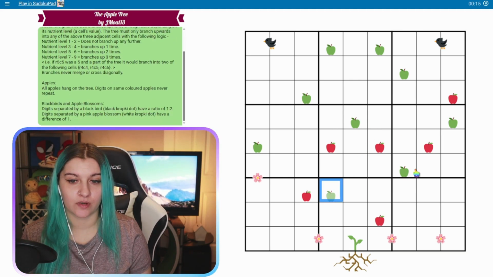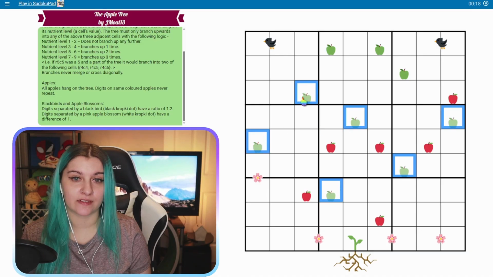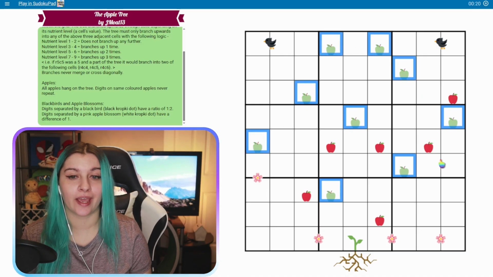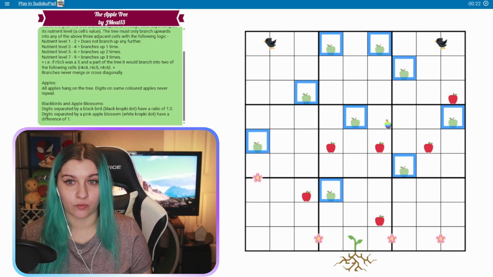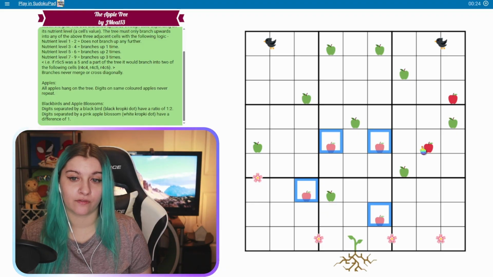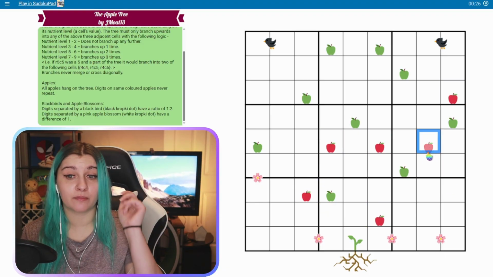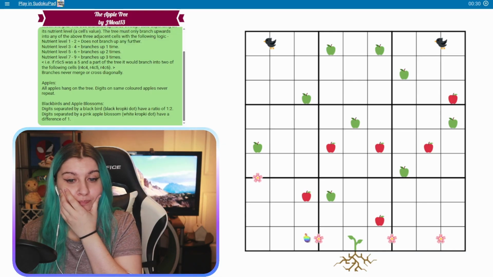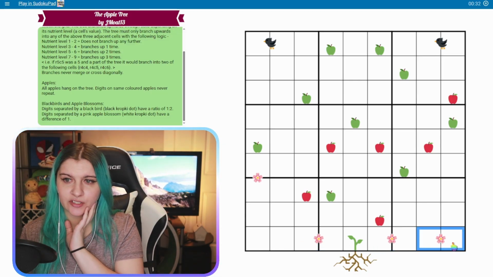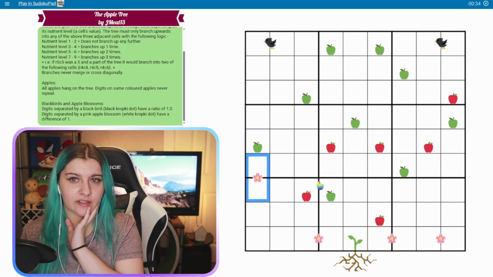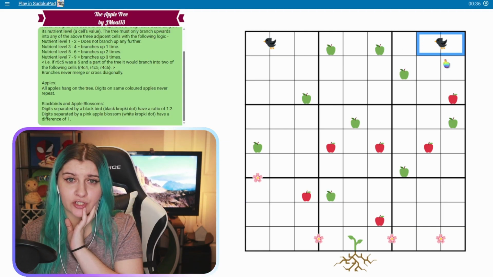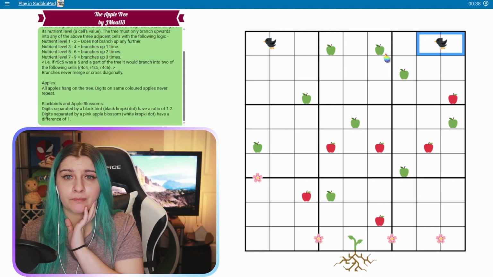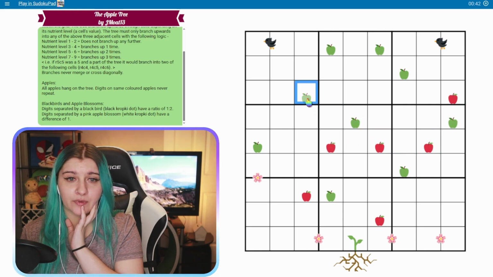First off, 1, 2, 3, 4, 5, 6, 7, 8, 9. Okay, all 9 numbers in the puzzle will be on a green apple. 4, 5, 6. I only have 6 different numbers on the red apples. Okay. These are consecutive digits. That's okay. This is also consecutive. This is a 1 to 2 ratio. All of these need to be on branches.